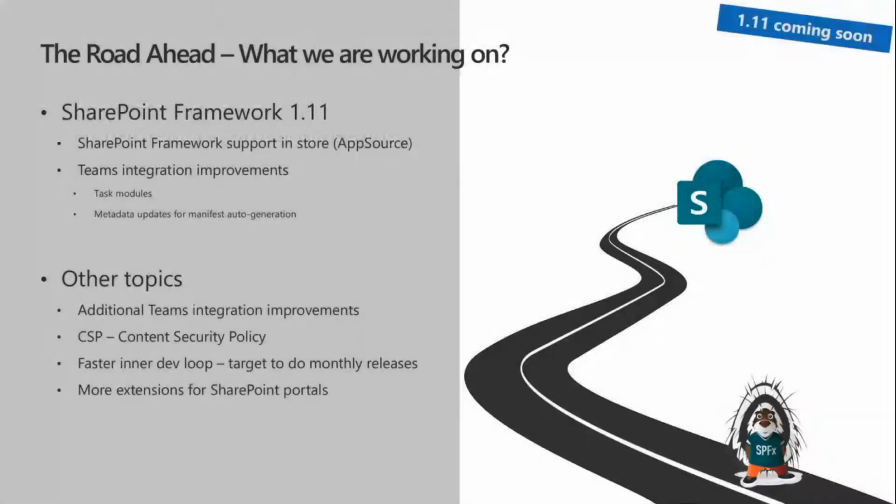Now, quick update on the SharePoint Framework side. The next version will be SharePoint Framework 1.11. It is currently scheduled for early July. This is probably the first time I'm saying explicit timelines for it, but yeah, we're targeting July for numerous reasons. There are certain dependencies related to SharePoint Framework support in the store.